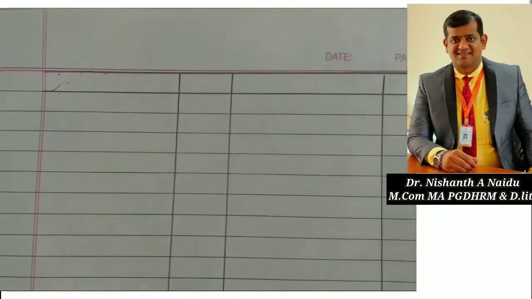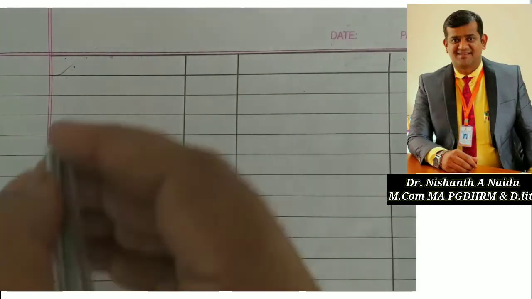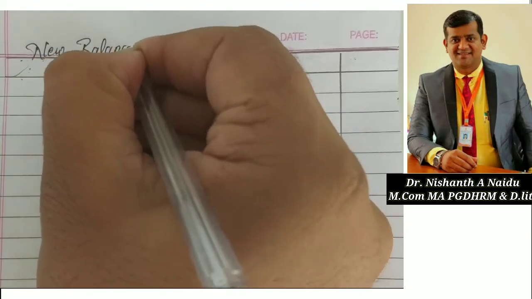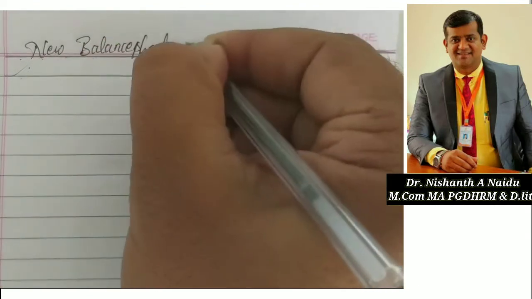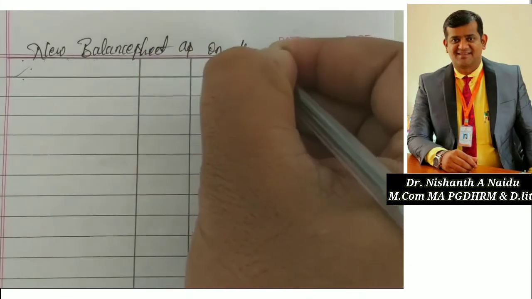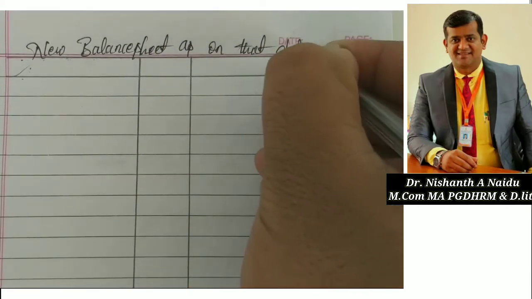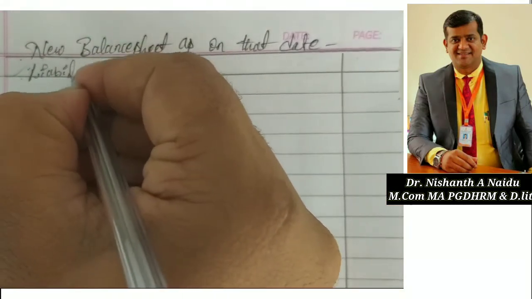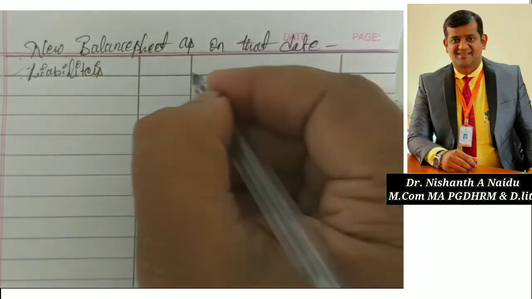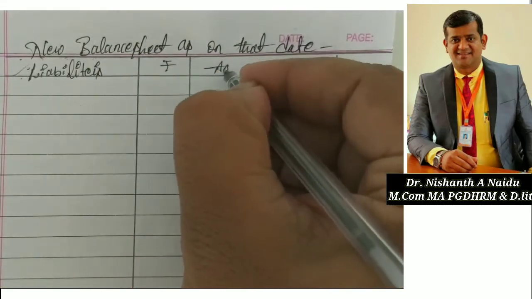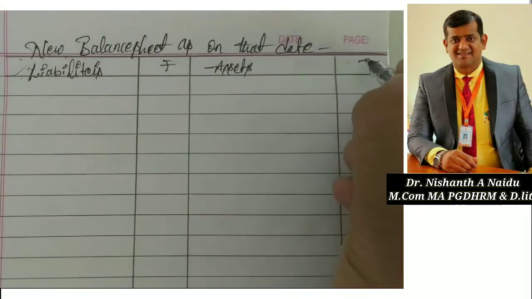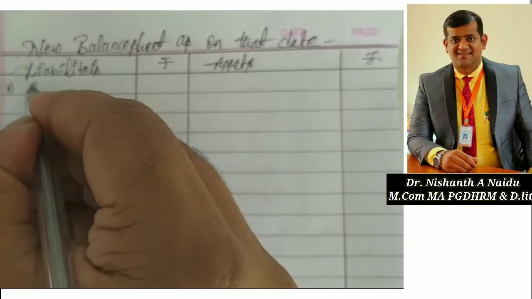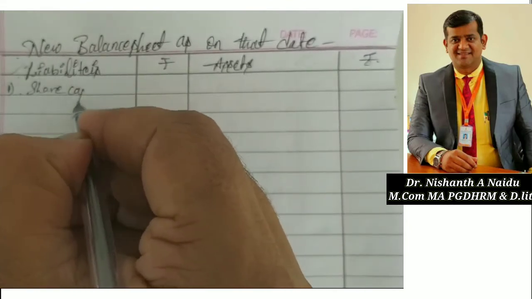Yes, I am ready with the table. So let us start. New balance sheet as on that date. So next is liabilities, rupees, assets, rupees. So first on the liability side, number 1 is share capital.